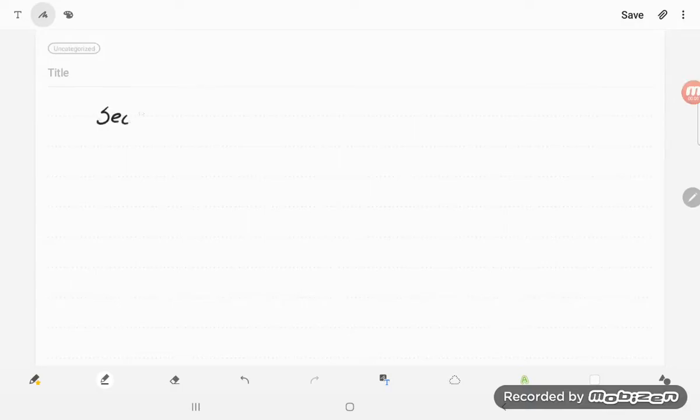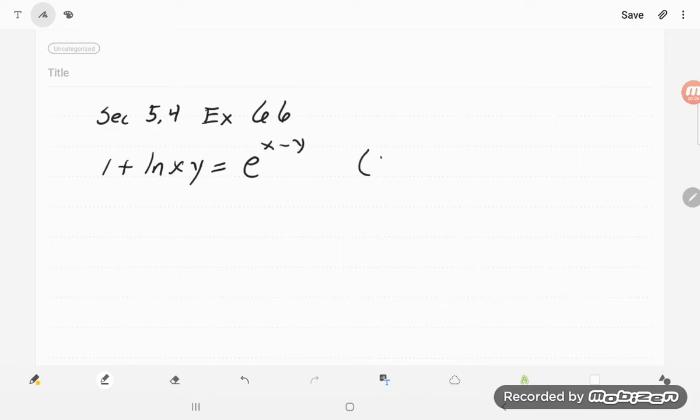Okay, here we have section 5.4, exercise 66, and we want a tangent line at the given point. Now this is an implicit function, so we have 1 plus natural log of xy is equal to e to the x minus y, and we'd like this tangent line at (1, 1).